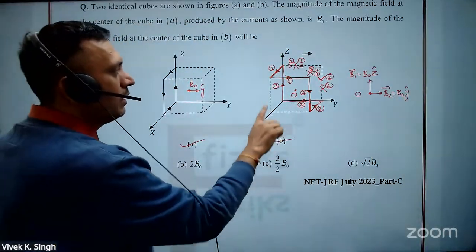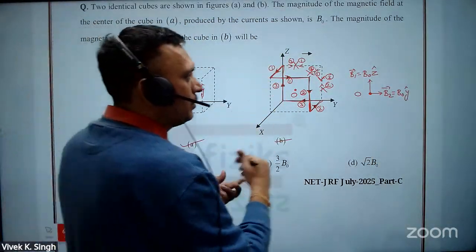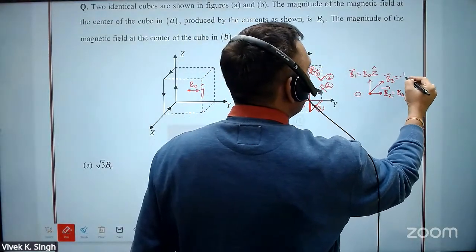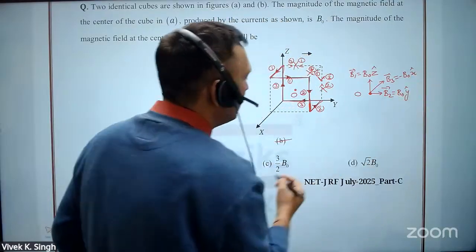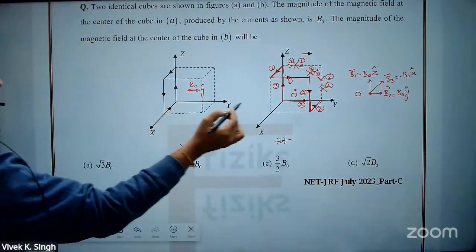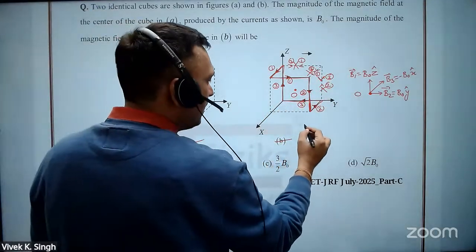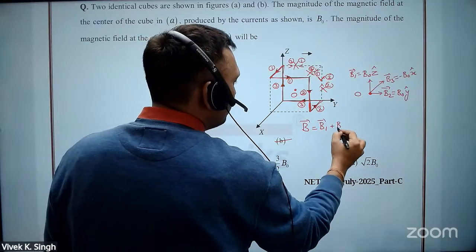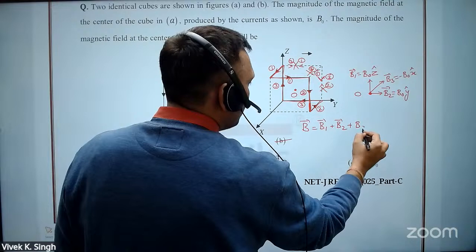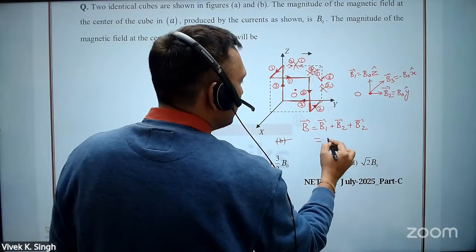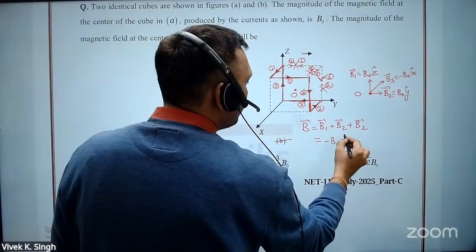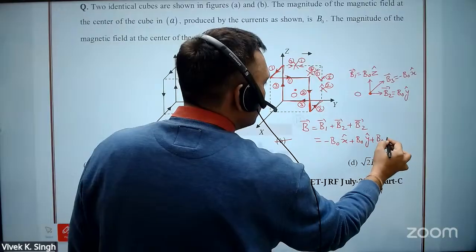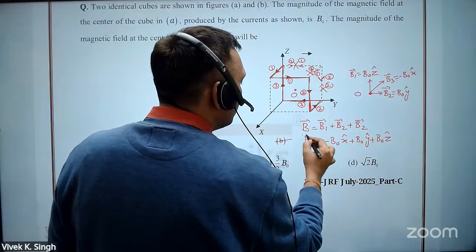And if you are considering a third loop, current is flowing like this. So this will be the magnetic field B3, and this will be in the minus X cap direction. So at the center, the resultant B is given by B1 according to superposition. That will be minus B naught X cap plus B naught Y cap plus B naught Z cap. This is B.